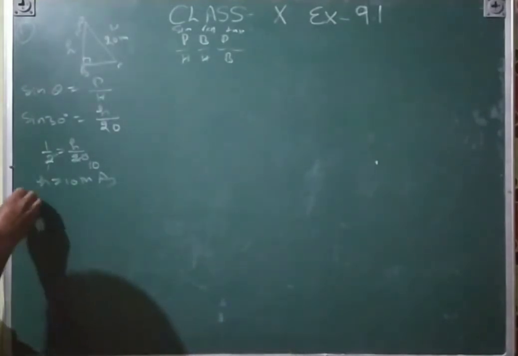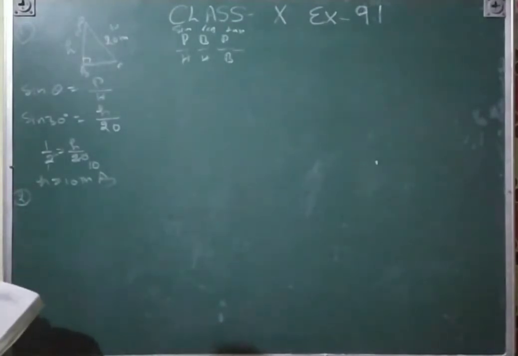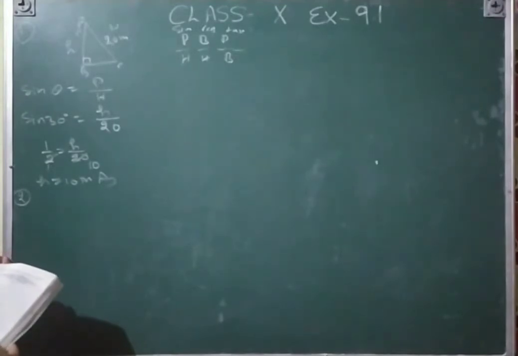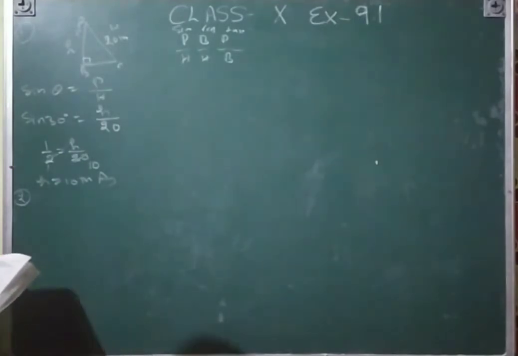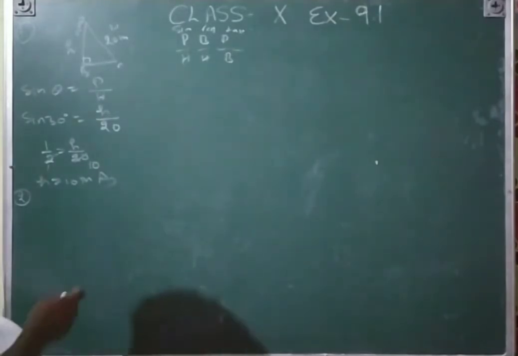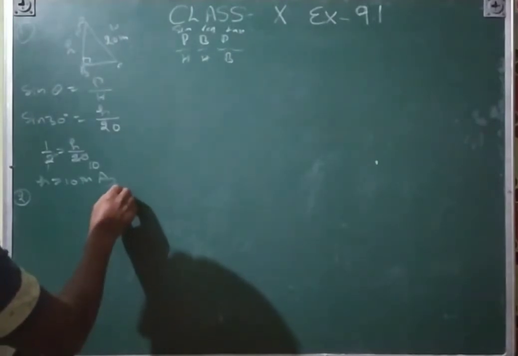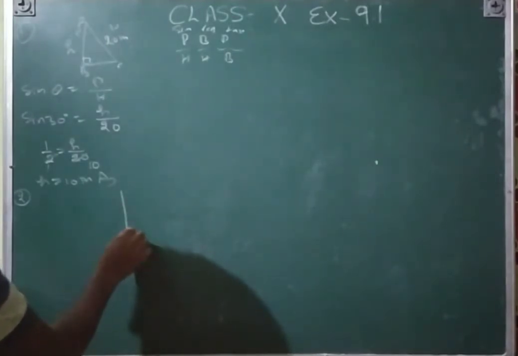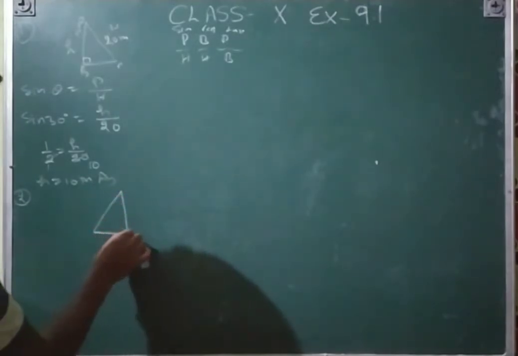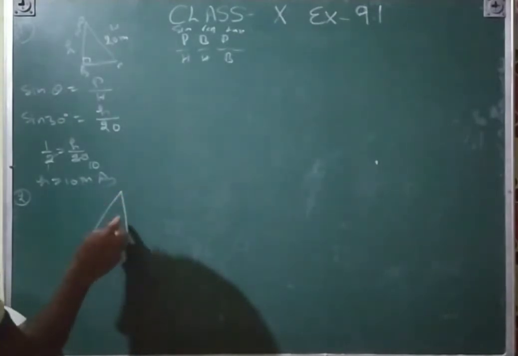Second question: a tree breaks due to a storm and the broken part bends so that the top of the tree touches the ground, making an angle of 30 degrees with it. The distance between the foot of the tree to the point where the top touches the ground is 8 meter. Find the height of the tree. So that is a tree, and this is also a part of the tree. Both parts are the tree.